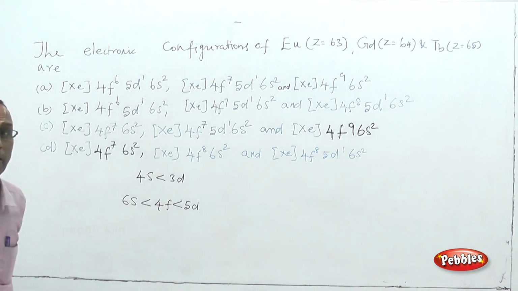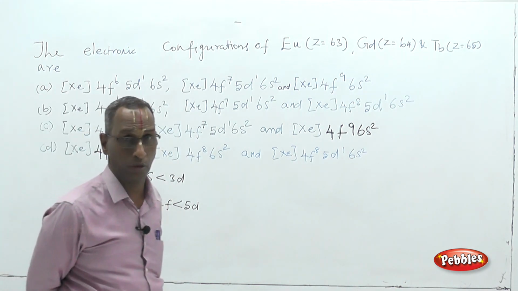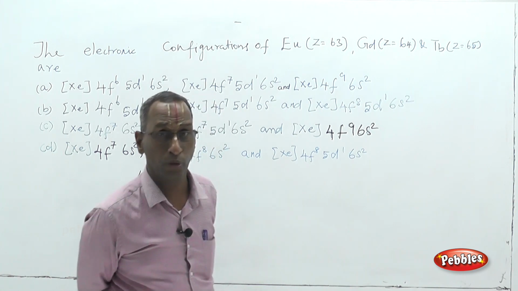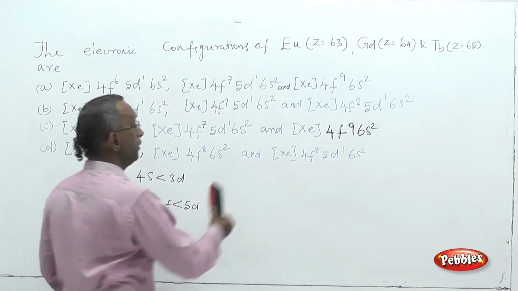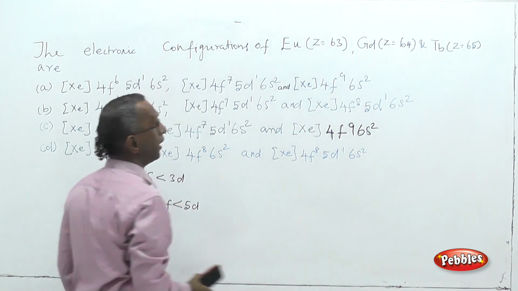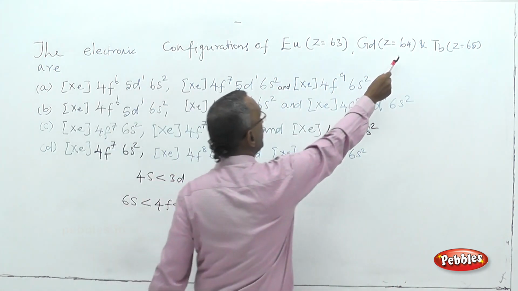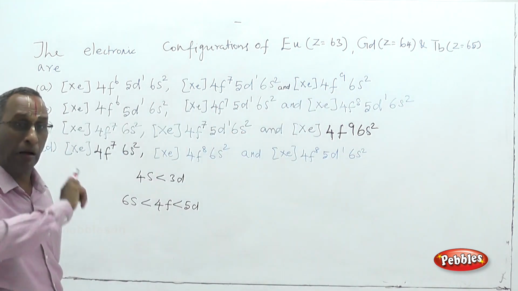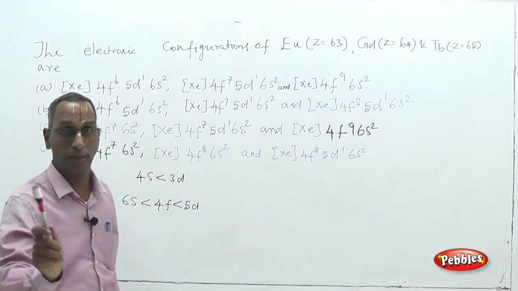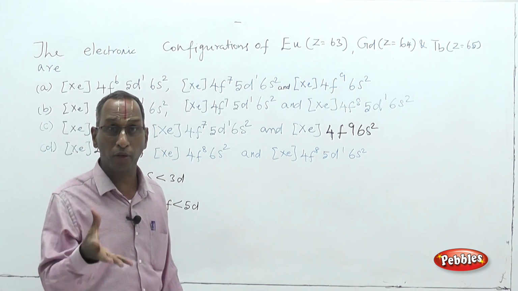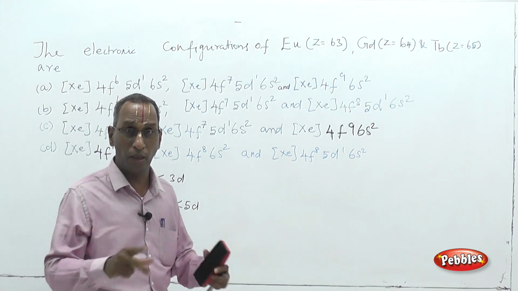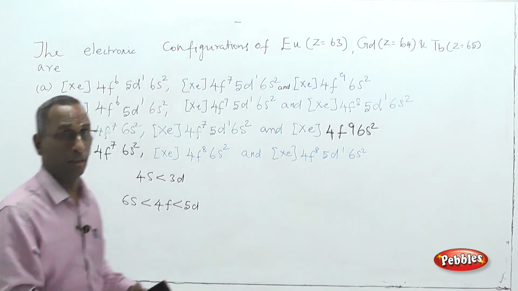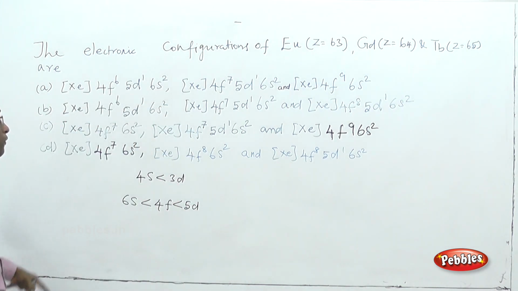Atomic number means number of protons or number of electrons. Now we are bothered about the electronic configuration. So europium contains 63 electrons, gadolinium contains 64 electrons, terbium contains 65 electrons. All the electrons will be outside the nucleus. All the electrons have the same charge, so each electron will repel one another. So they have to be properly positioned. That describes the electronic configuration.